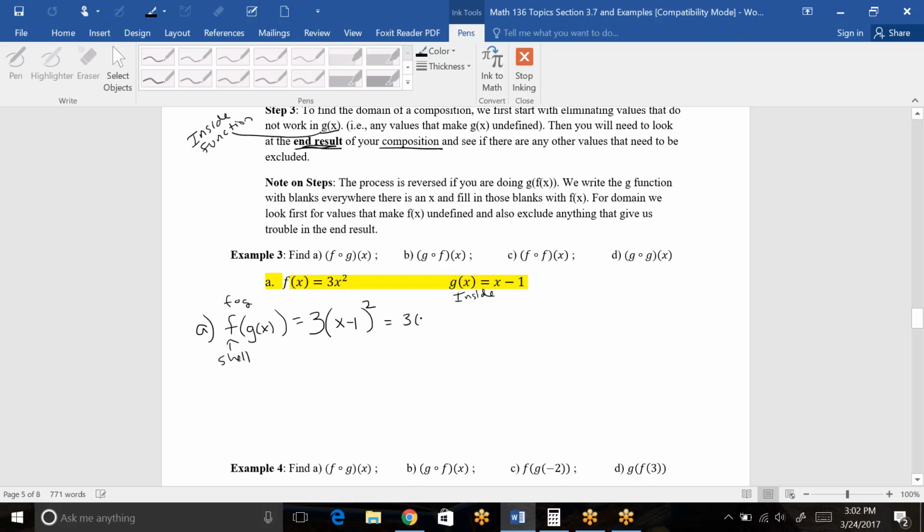I then work this out. Obviously this needs to be FOILed since it's squared. So that would be x squared minus 2x plus 1 after we combine like terms, and then we would distribute the 3 out front. So this would be f of g of x.